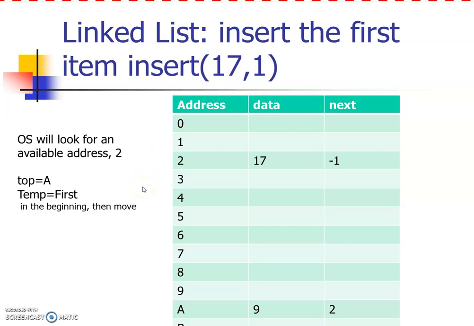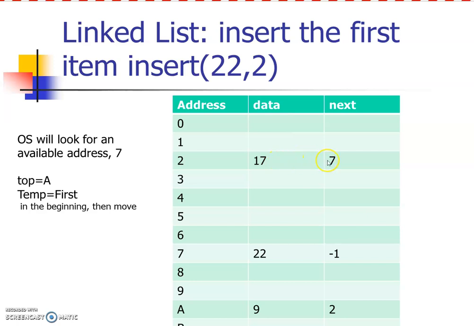Now, if we look into one more, if we want to store one more item, the first item is located at address A, storing the value of 9. The next location is going to be 2, and then the data is 17.